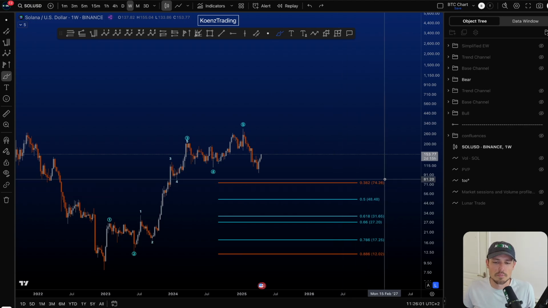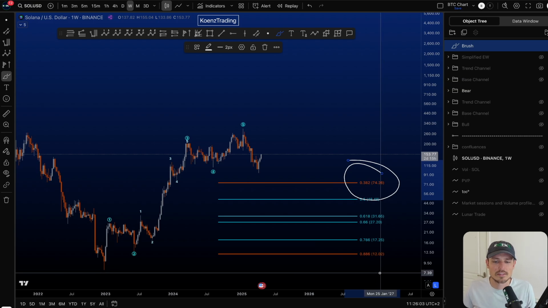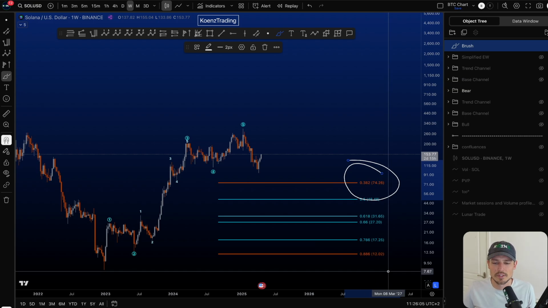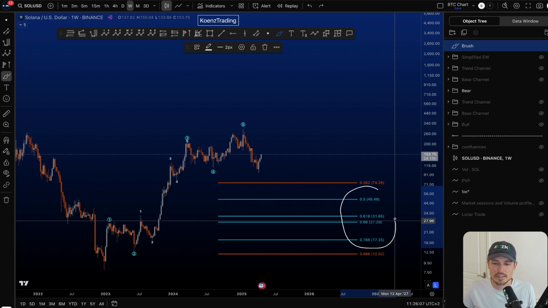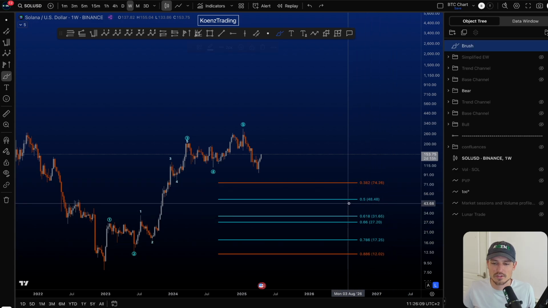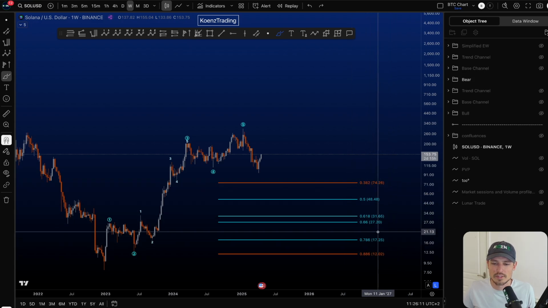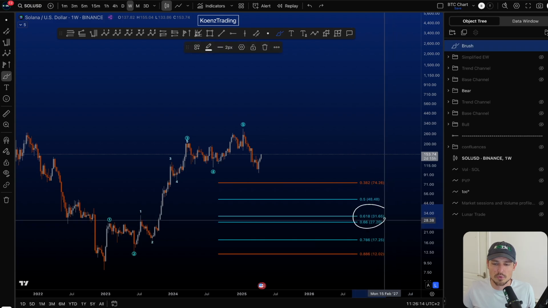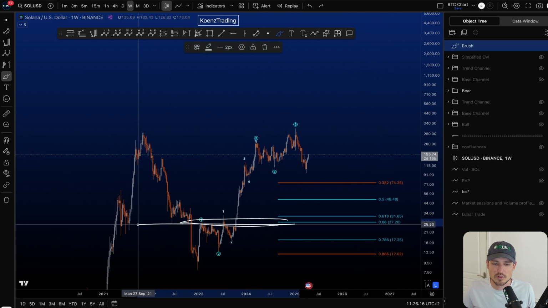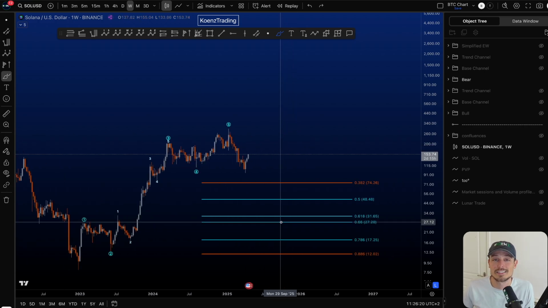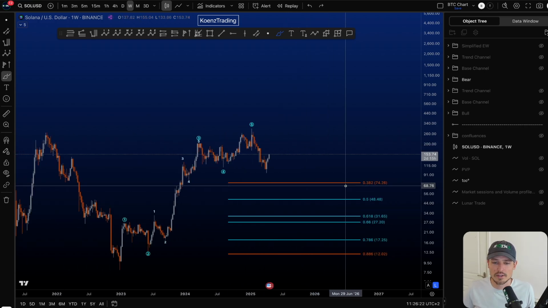But in general, your minimum retracement target is the 0.382 at 74. Common target area is the 0.5 to the 0.786, 48 to 17. The golden pocket, always important, is around 30, which is in confluence with a very big support resistance area here on the chart. So that is definitely an area of interest.